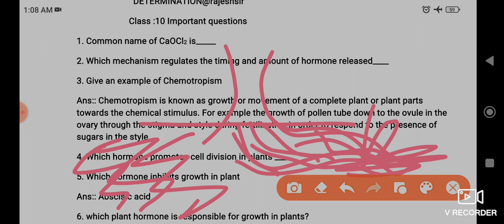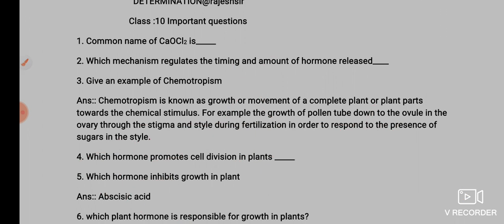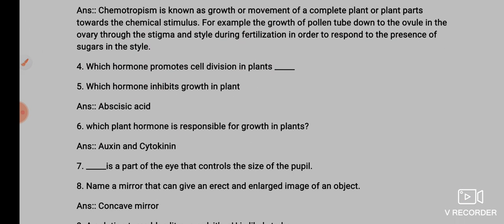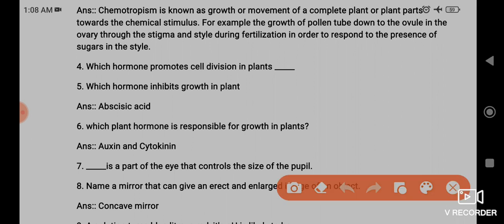Okay, next question, which hormone promotes cell division in plants? So all of you write cytokinin. Okay, cytokinin is a hormone which promotes cell division in plants. Okay, next, number 5, which hormone inhibits growth? So inhibits means which hormone stops growth or controls growth. That is abscisic acid. So number 5 answer will be abscisic acid.